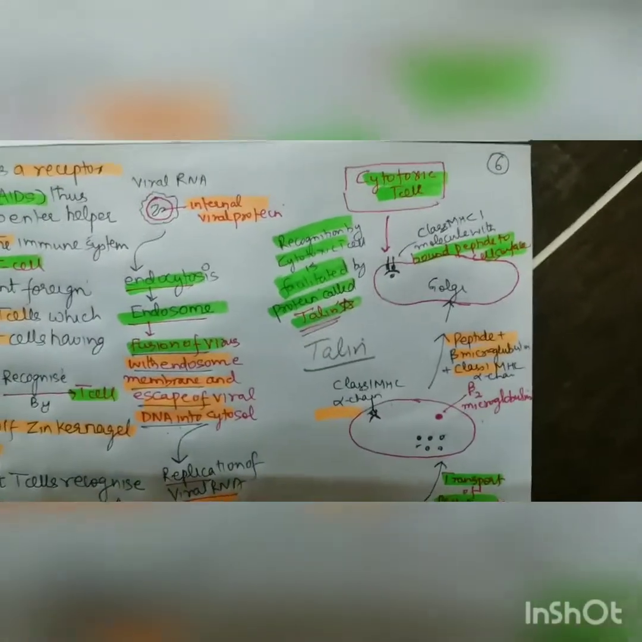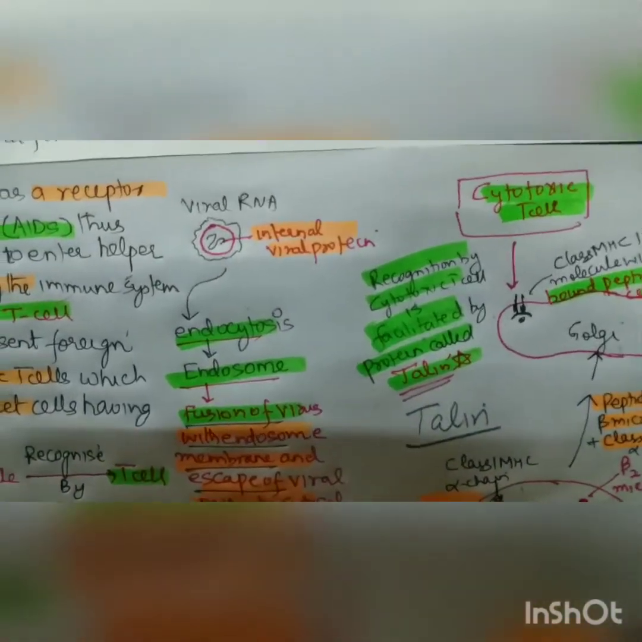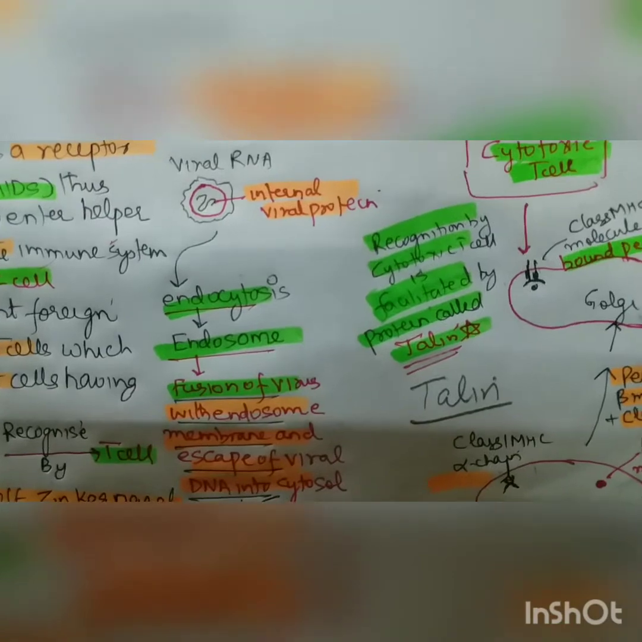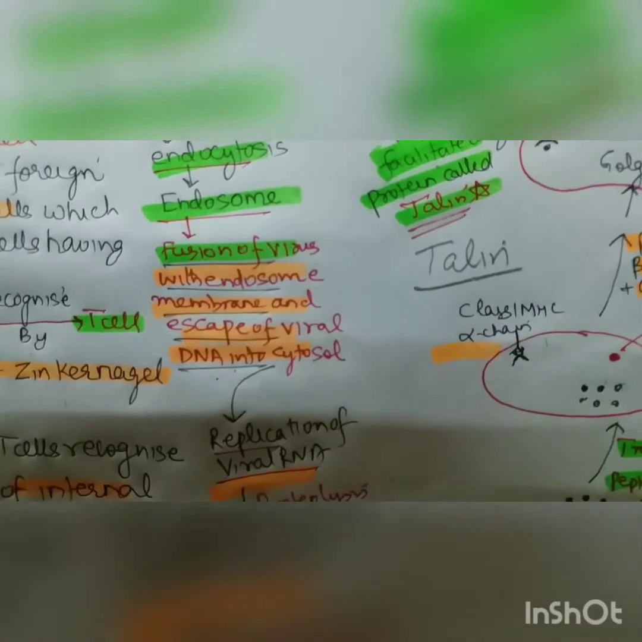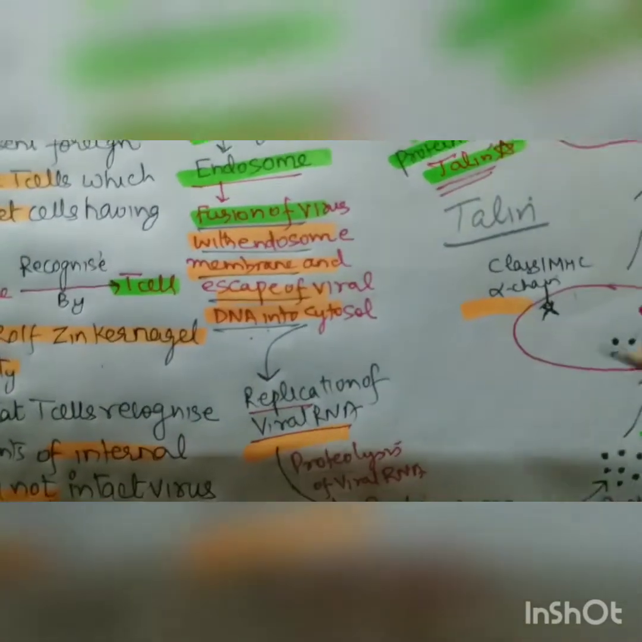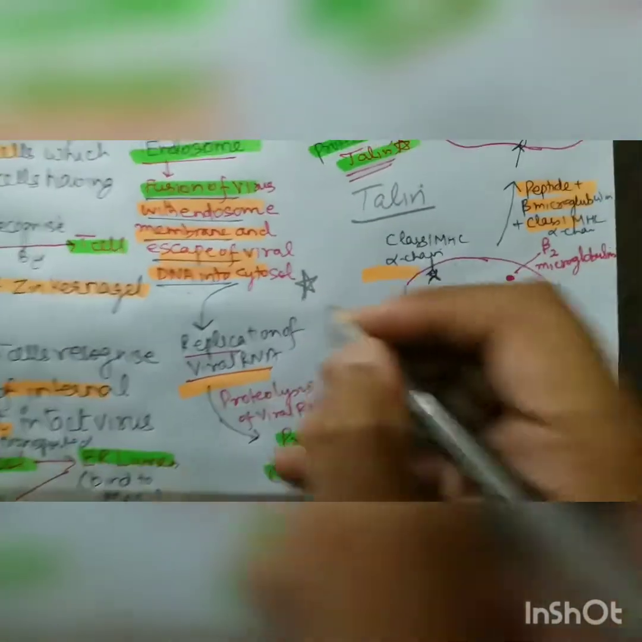So the next type we did is the cytotoxic recognition type. First, the viral RNA comes. It is endocytosed into the membrane, and then it attaches to the endosome, and here there is fusion of the virus with the endosome membrane and escape of the viral RNA into the cytosol. Very important, because in a few minutes I will ask you one question.